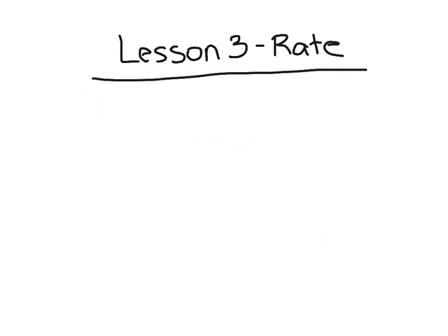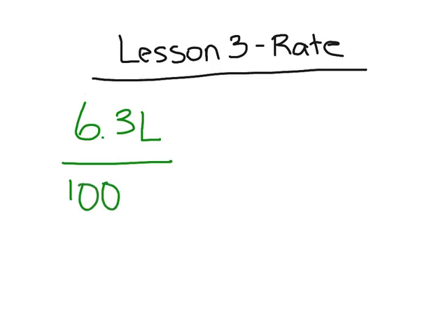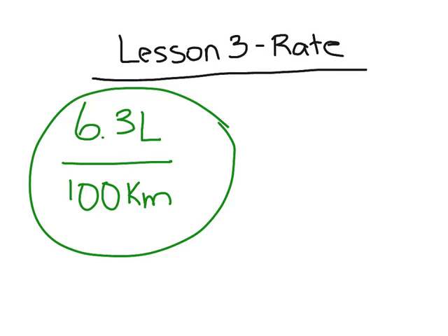Example 3. The amount of fuel consumed by a vehicle when it is driven 100 kilometers is referred to as the rate of fuel consumption. Write a rate statement that includes that a car uses 6.3 liters of gas for every 100 kilometers driven. So we use 6.3 liters for every 100 kilometers. So this is our rate.